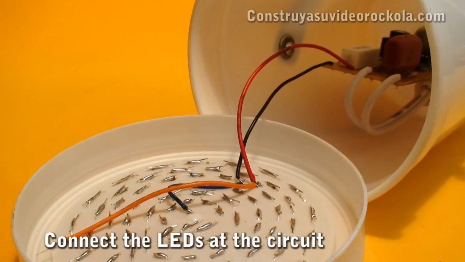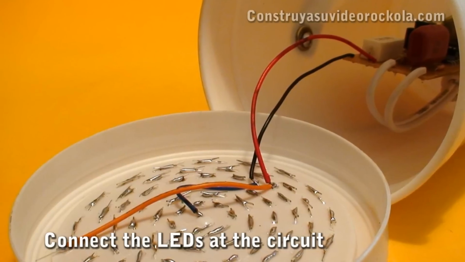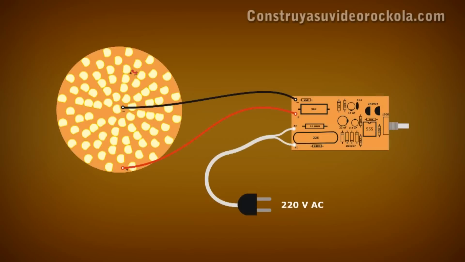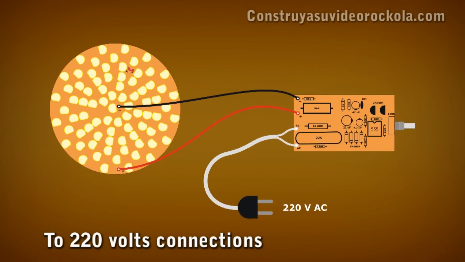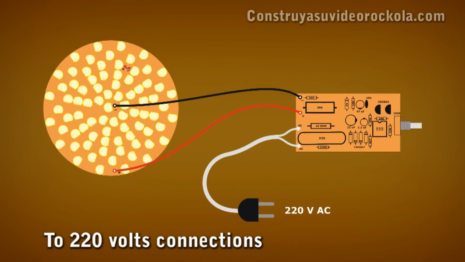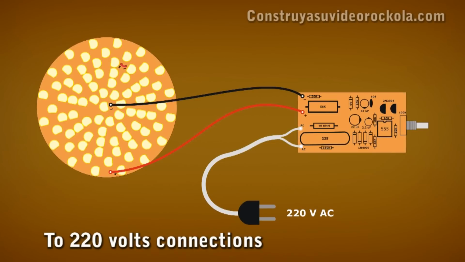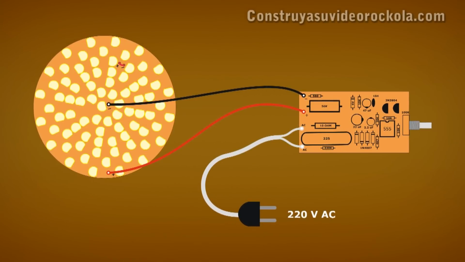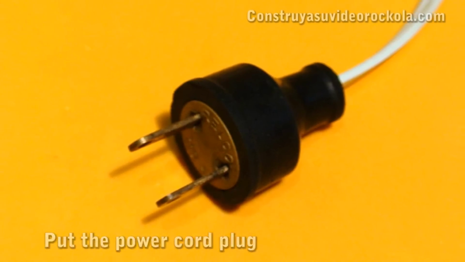Connecting the LED panel with the oscillator circuit. The connection shown is for a supply of 120 volts. If in your country the utility voltage is 220 volts, all 80 LEDs should be placed in series, with additional wires to undo the 2 parallel series. Only 2 wires go from the oscillator circuit to the LED panel. In the end, we put the plug on the power cord.